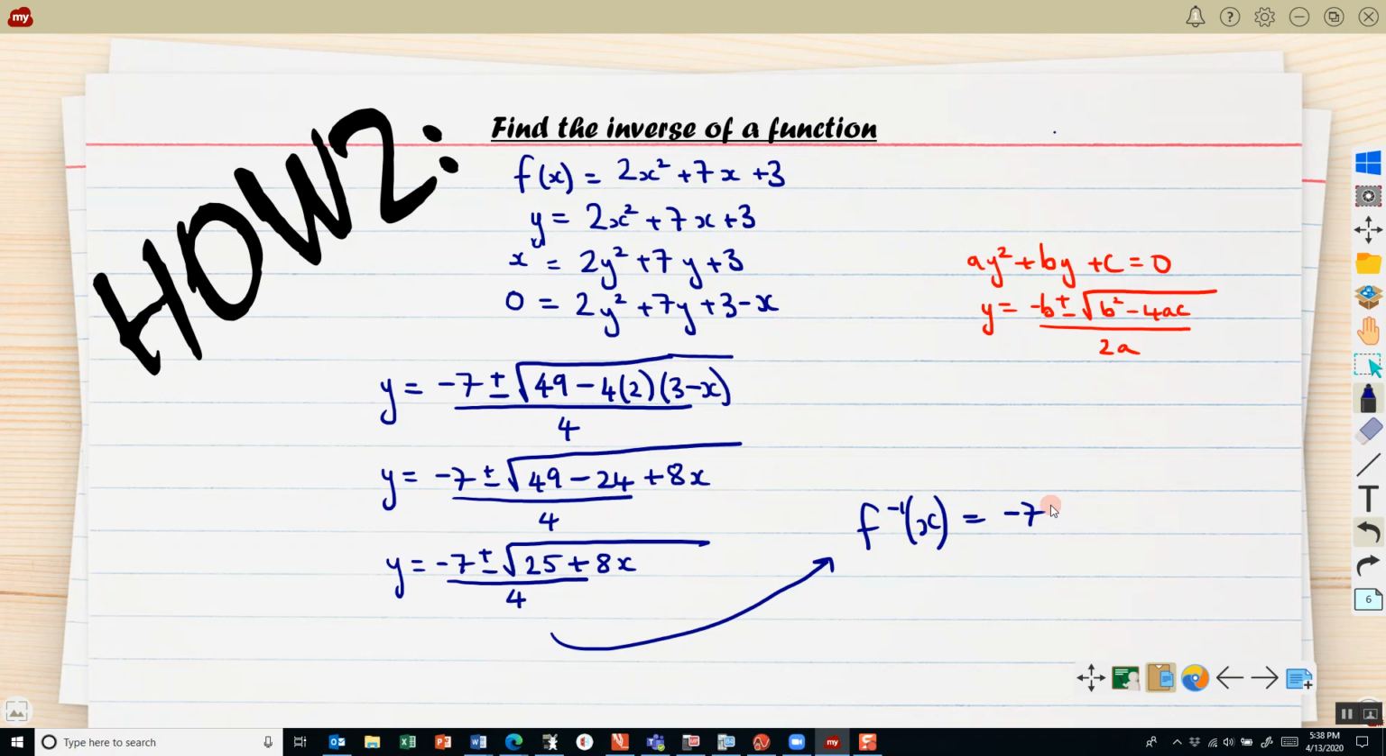So yeah, granted it doesn't look particularly nice, but I have done exactly the same thing as what I did for the others. I swapped my x's and y's and rearranged it so it was y equals. And I treated this x as if it is just a constant, treated it just as if it's a number, okay? That is the harder end of the scale.